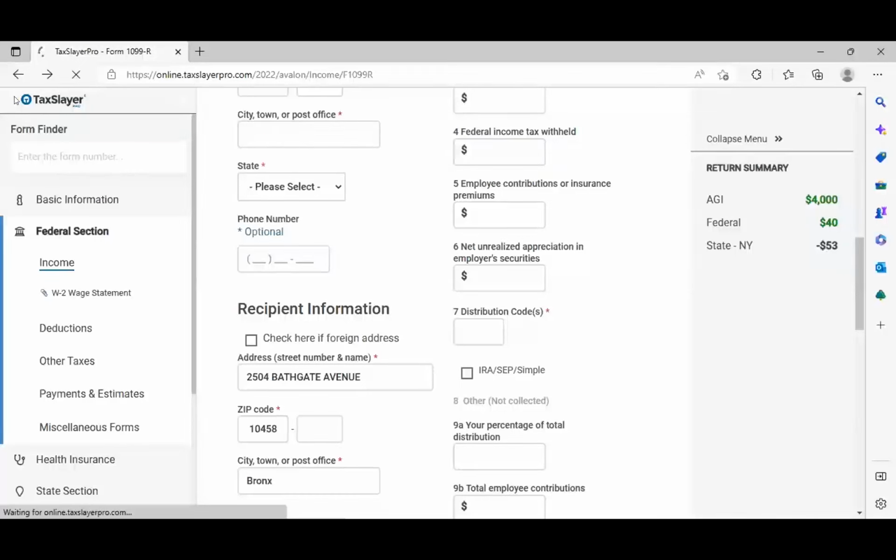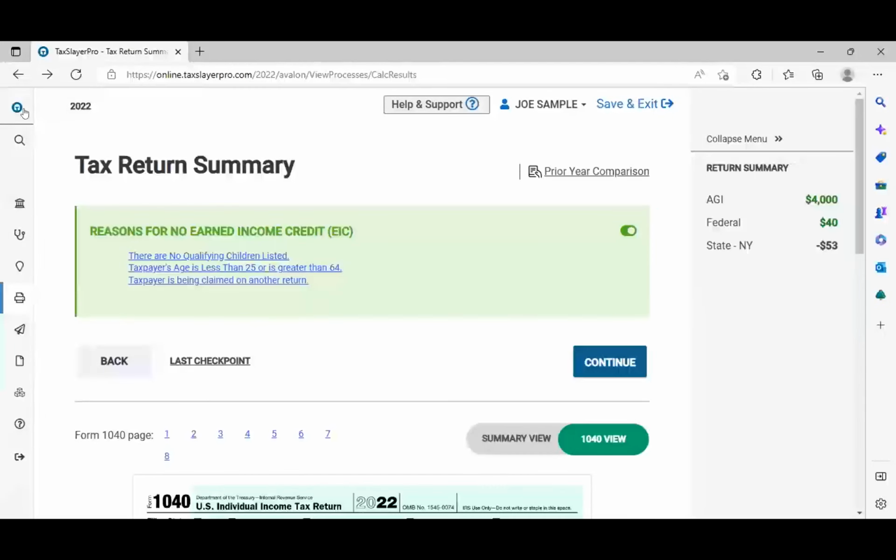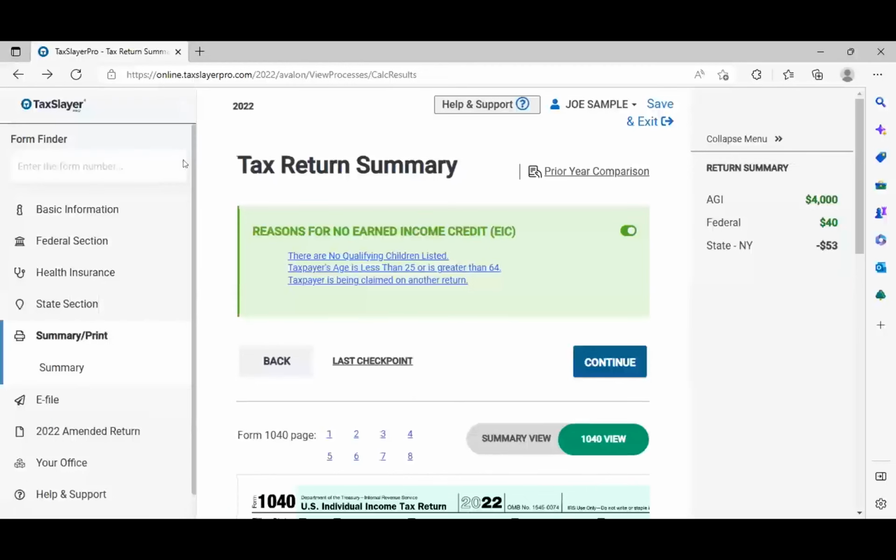The screen is a little bit slow here, but we get it done. Okay, so we're back again to our main screen, the tax summary, and let us now go to the other sections on the right-hand side here.